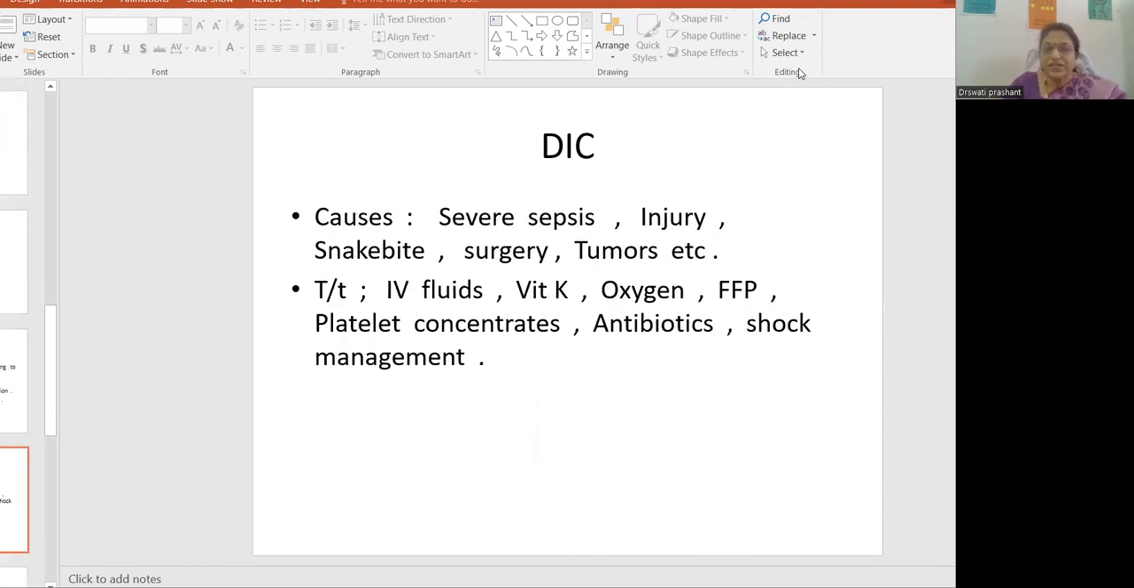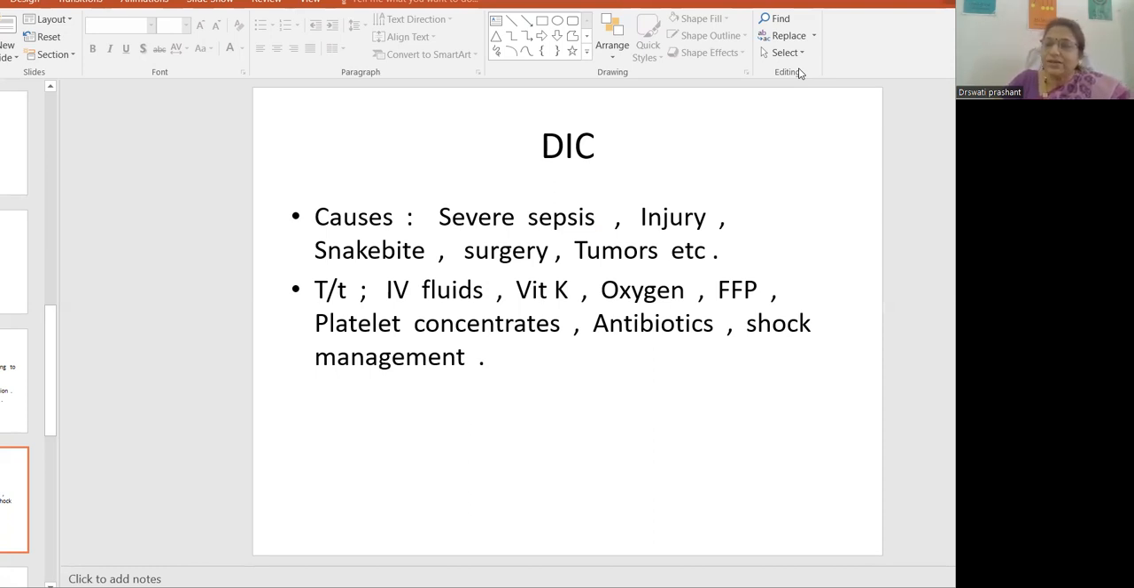Causes of DIC are severe sepsis, injury, snake bite, surgeries lasting for a long time, and massive or large tumors. The patient is bleeding profusely from different sites, and obviously the patient is going into shock. He's bleeding from the nose, bleeding from the GI tract, there's blood in the urine also, there's hematemesis, ecchymotic patches, so the patient is bleeding from all sides, and the chances of going into shock are very high. The treatment includes IV fluids and resuscitation of the patient.